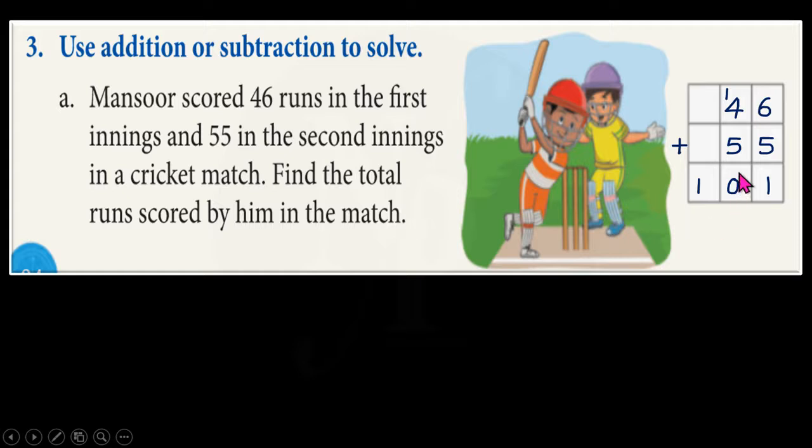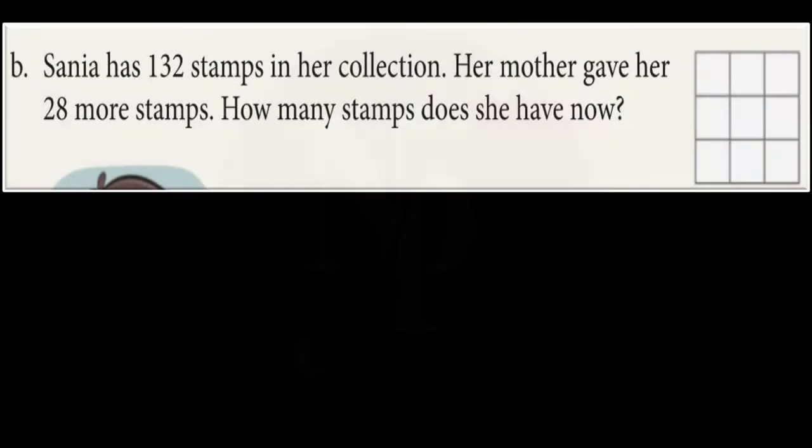So like this, you have to write the numbers in this table and we will add the numbers to find the total runs scored by him in that match. Now let us move to the next question. B. Sania has 132 stamps in her collection. Her mother gave her 28 more stamps. How many stamps does she have now?